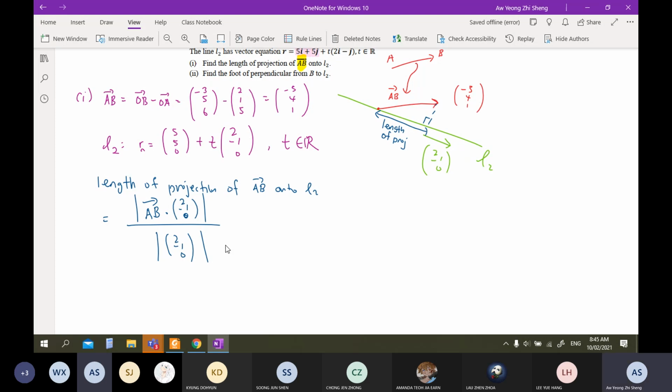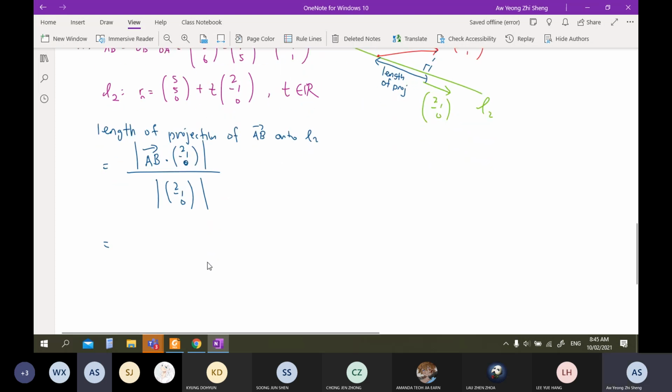You can always refer back to the diagram on page 4 of your notes to see how we actually use the formula. Okay, now let's type in the numerical values and do the computation. Vector AB is (-5, 4, 1) dot with (2, -1, 0).